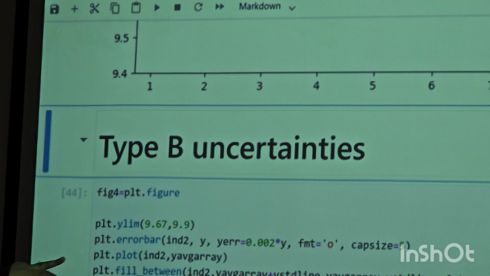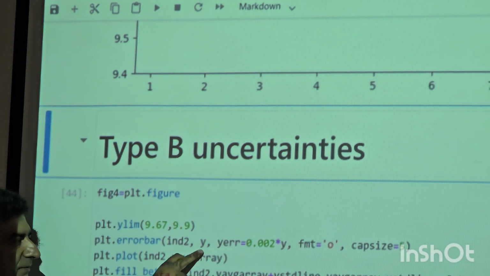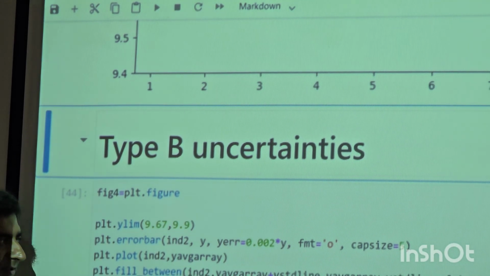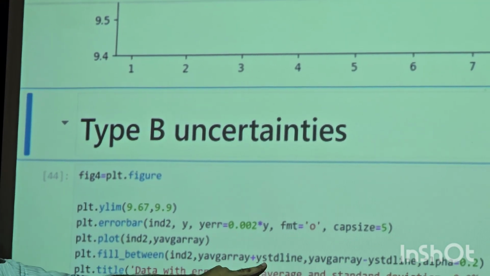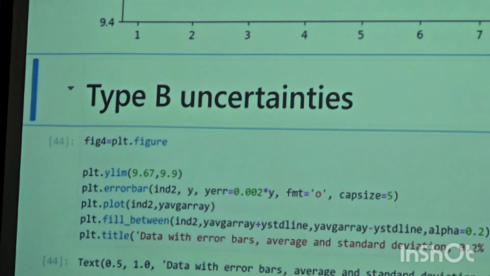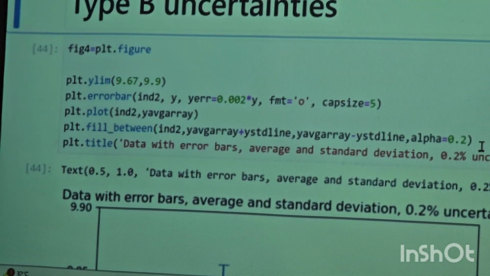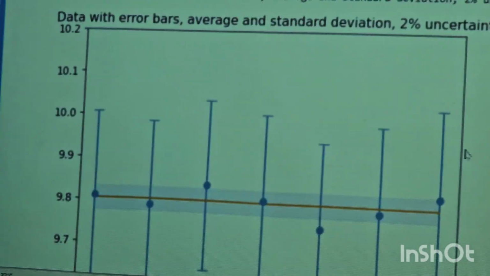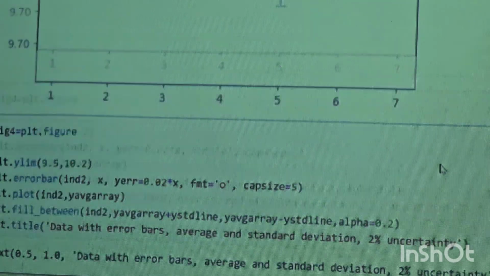Okay? So I take this data, and first of all plot the raw data Y, but associated with this Y, I plot the error bars as well. And then I also plot the standard deviation line. Remember? Standard deviation line of the data. So when I plot this, this is what.